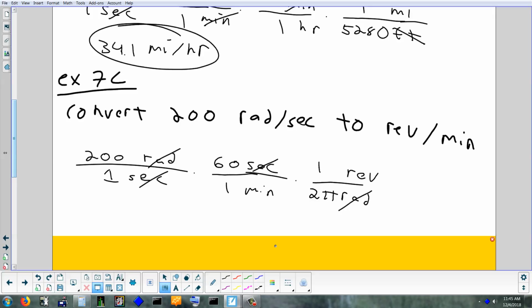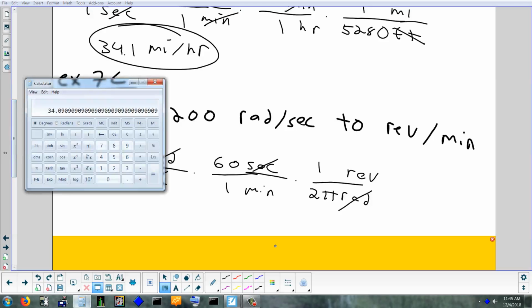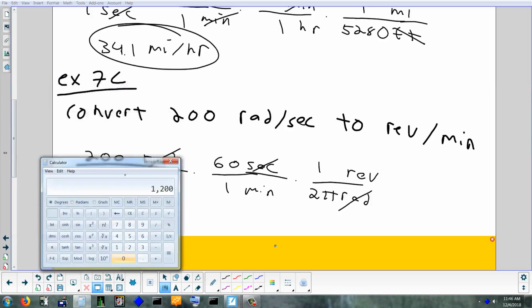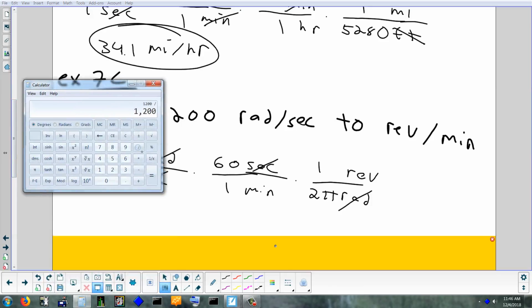So 200 times 60 is 1,200. 1,200 divided by 2 pi. 18,849.6. Well, it's 1,200, and we're going to divide, so it's going to get smaller. You probably just hit the wrong button. Maybe you hit times. Hit 200 times 60 divided by 2 pi. So I divide by 2, I get that. And then divide that by 3.14, and I get 190. I got the same thing Jake got.